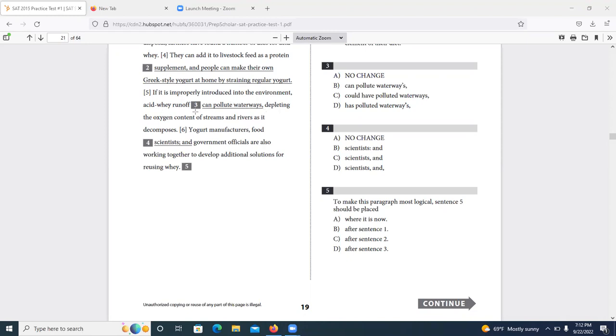All right. If it is improperly introduced into the environment, acid whey runoff can pollute waterways, depleting the oxygen content of streams and rivers as it decomposes. So that sentence actually sounded pretty good. Let's take a look at our answer choices. So on the SAT, you always want to use process of elimination.